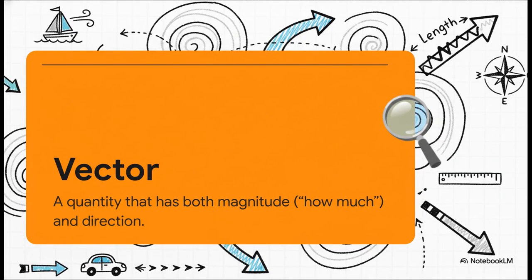And this is where our powerful new tool comes in, the vector. A vector is the complete package. It has both magnitude and direction. It's not just 5 miles, it's 5 miles north. The best way to think about it is like an arrow. How long the arrow is tells you how much, and the direction it's pointing tells you which way.